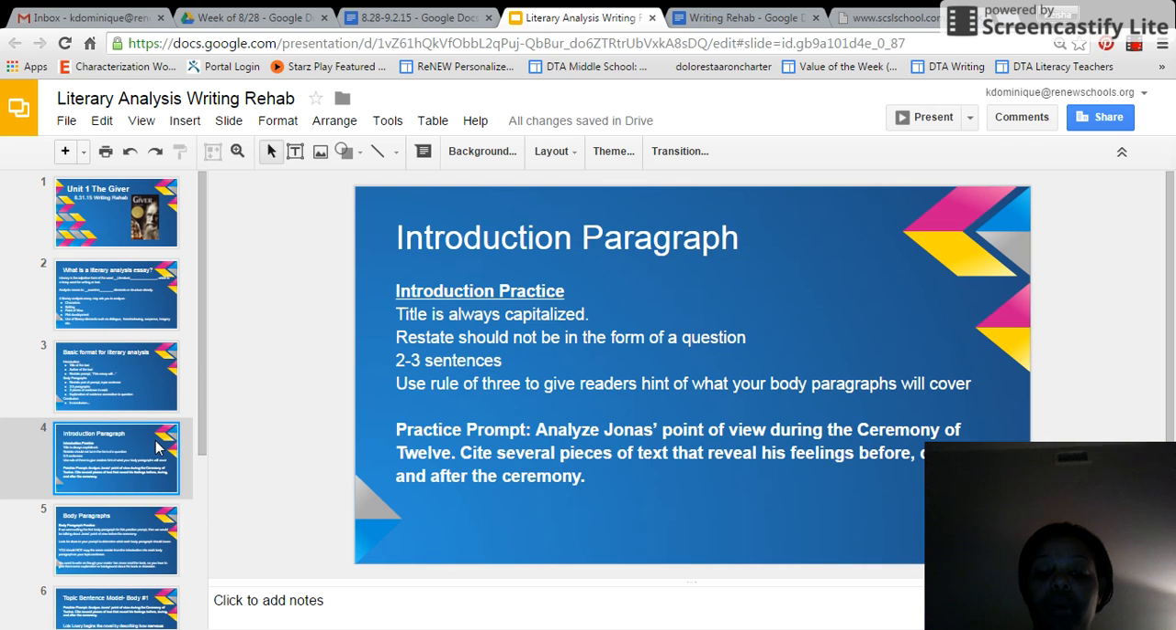The practice prompt that we're going to use today is right here. It says, analyze Jonas's point of view during the ceremony of 12. Cite several pieces of text that reveal his feelings before, during, and after the ceremony. So for this practice, we're going to zero in on a very specific time period in the novel instead of a long period of time or 2 different pieces of text. And this prompt sets up for you what the body paragraphs are basically going to be about: his feelings before, during, and after the ceremony.